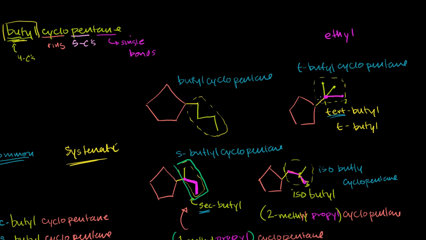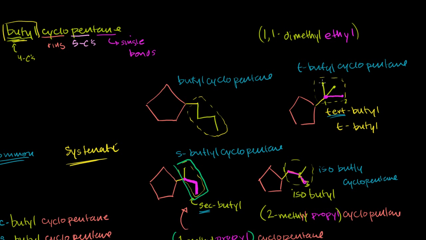So you would actually write 1, 1 to show that we have 2 groups attached to the first carbon. And both of them are methyl. And so we write 1, 1 dimethyl. Di for 2. Dimethyl. So this entire group right here, which we also called T-butyl, in systematic naming is 1, 1. We have 2 groups attached to this first carbon. 1, 1 dimethylethyl. That's this whole thing.